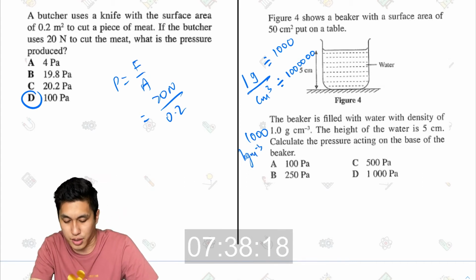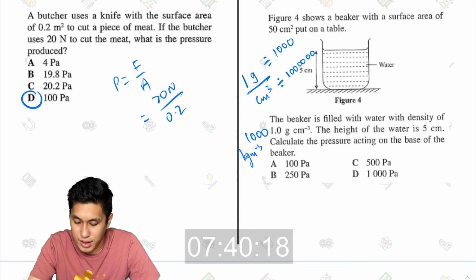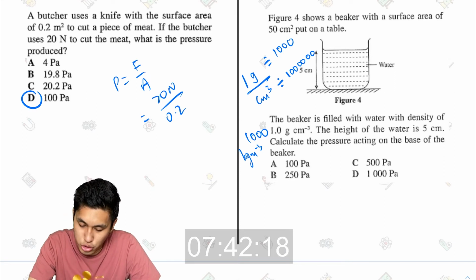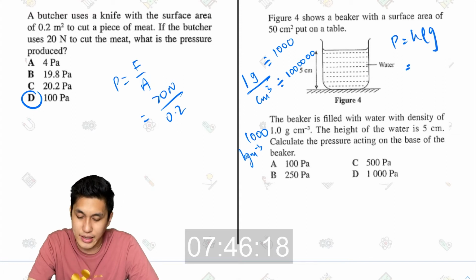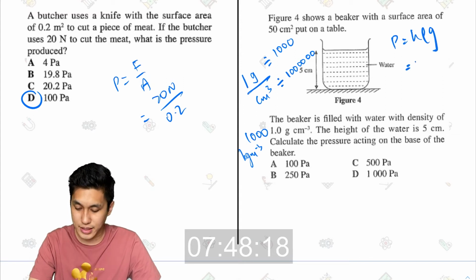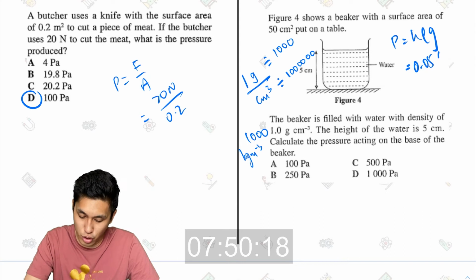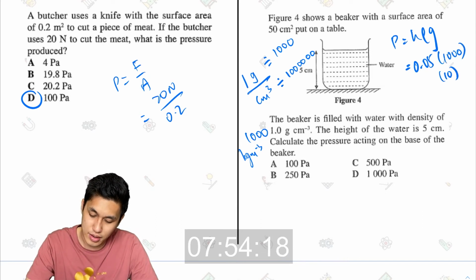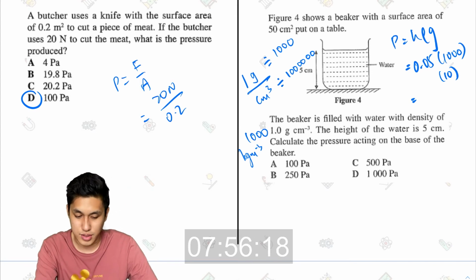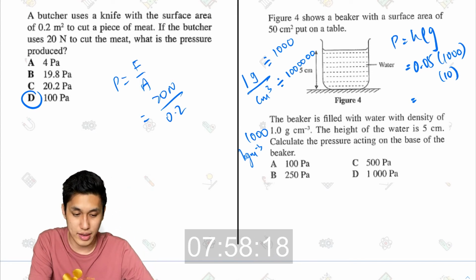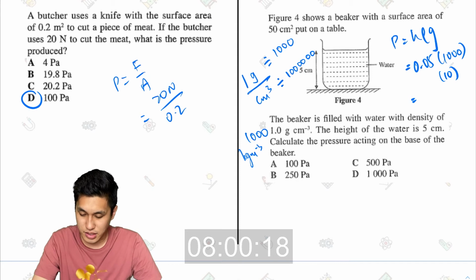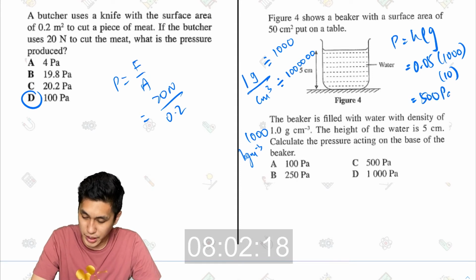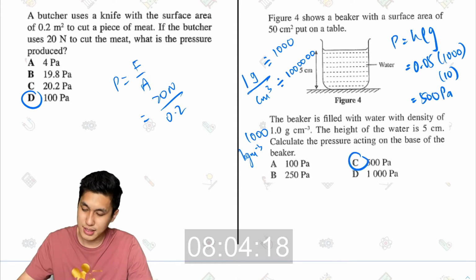So the pressure acting on the base would be h rho g, right? So h, the height 5 cm, I'm going to change it to meters, that's 0.05. Rho, that's 1000, and g, again, I'm going to assume it to be 10. So 0.05 times 1000 times 10, that is 500 pascals. Okay, C.